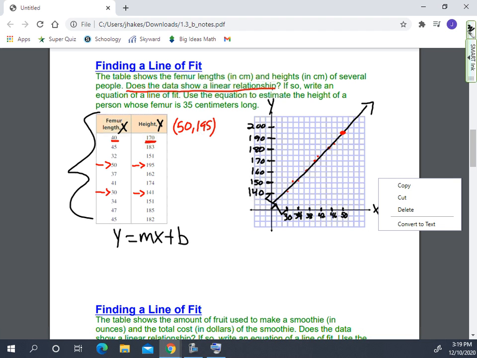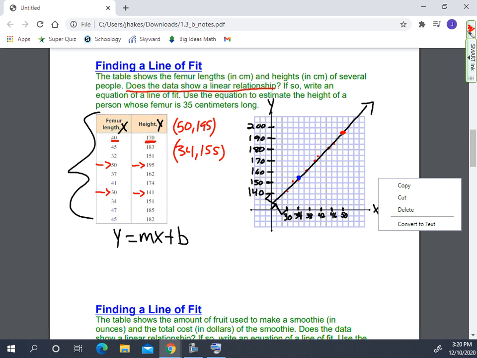I'm going to say this point right here looks to be somewhat close in our line of best fit. And that's 34, 155. Again, that wasn't a point that we plotted, but it was a point that the line went through perfectly on the grid.